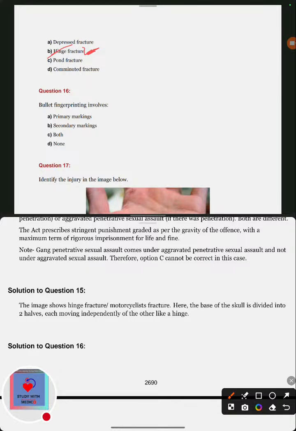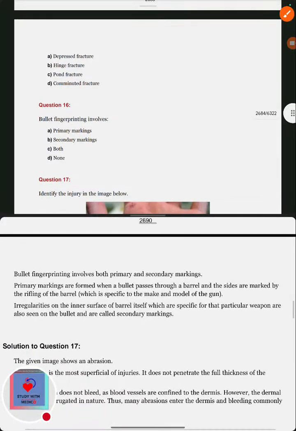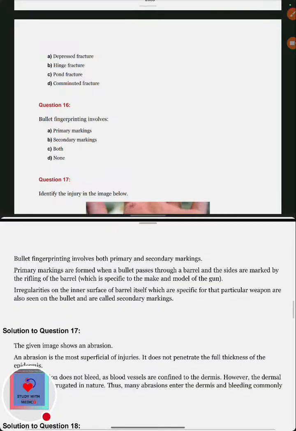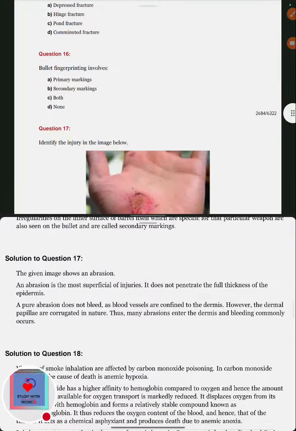Bullet fingerprinting involves primary markings, secondary markings, or both. It involves both primary and secondary. Primary markings are found where the bullet passes through a barrel and the sides are marked by the rifling of the barrel, which is specific to the make and model of the gun. Irregularities on the inner surface of the barrel, which are specific to that particular weapon, are also seen on the bullet as secondary markings.